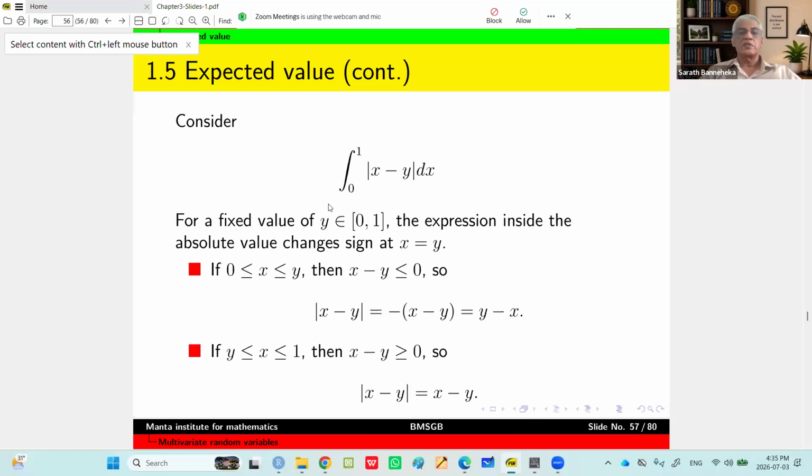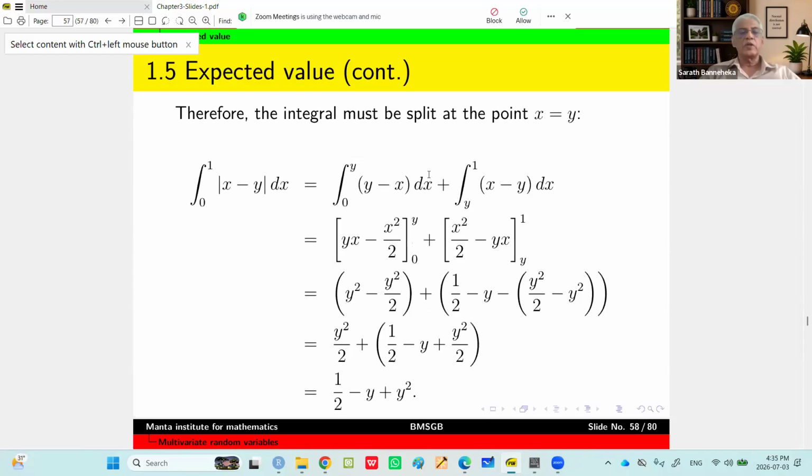So therefore, we will break this interval into two parts and take the corresponding function when integrating the absolute value of x minus y with respect to x. This is how we break it down. When x is changing from 0 to y, this will be y minus x, so in that case it is positive. On the other hand, when x is changing from y to 1, x minus y will be positive.